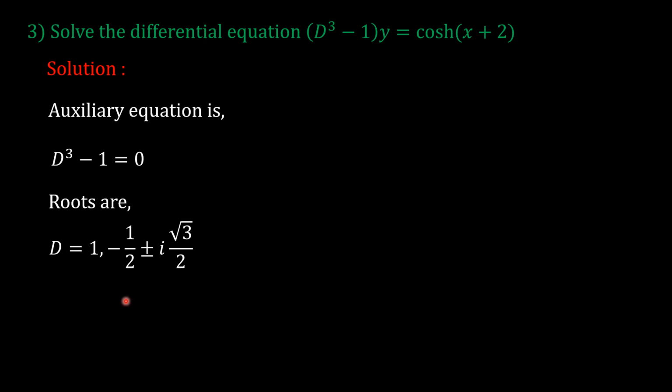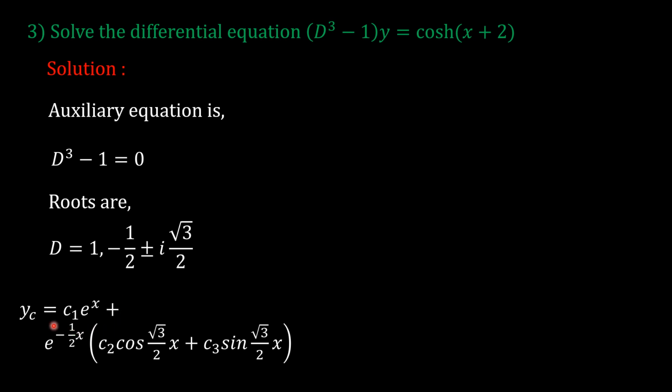Hence, the complementary function is yc equal to c1 e raised to x plus, now this is the term corresponding to the complex roots, e raised to minus 1 by 2 x into the bracket c2 cos of root 3 upon 2 x plus c3 sin of root 3 upon 2 into x. We know how to obtain the complementary function.